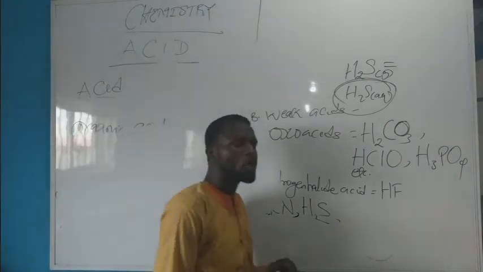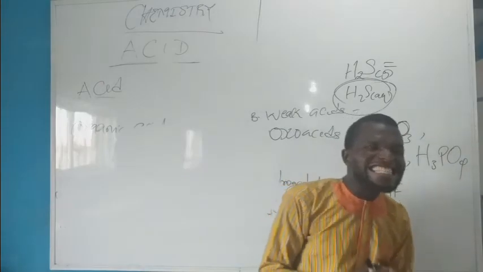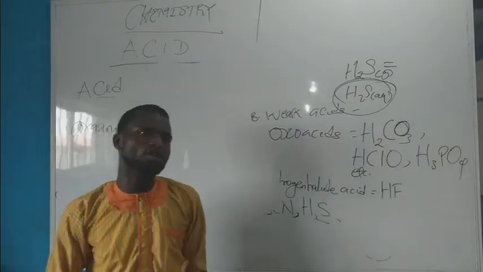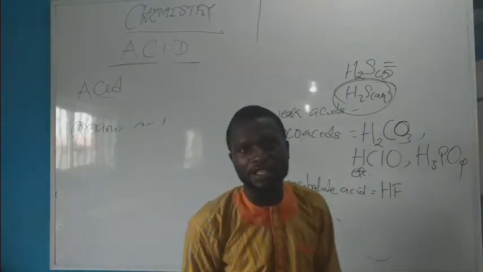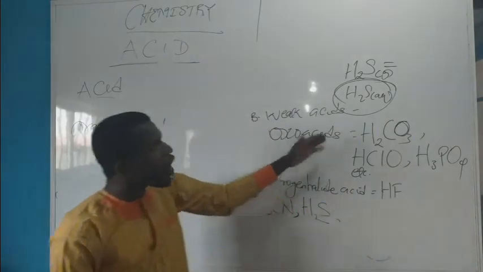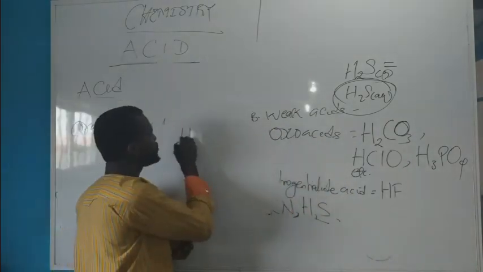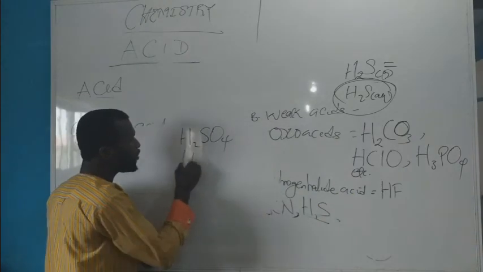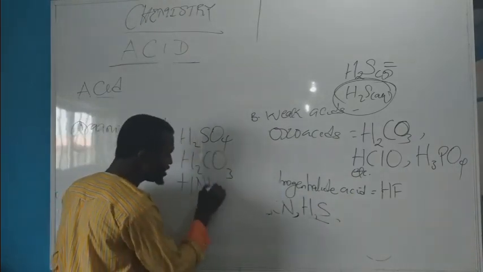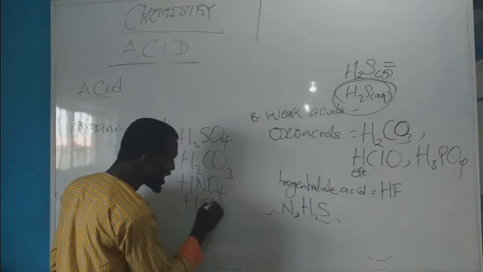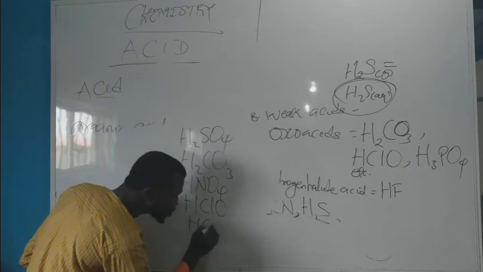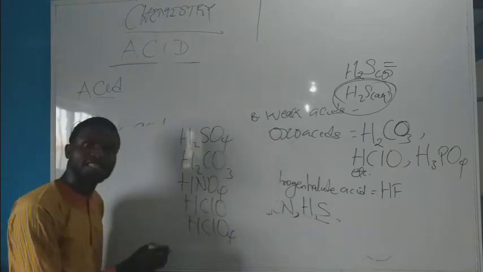Inorganic acid is otherwise called mineral acids, as these acids are synthesized from materials in the laboratory. As a consequence, we refer to them as inorganic acid or mineral acid. Examples are tetraoxosulphate 6 acid, H2SO4, trioxocarbonate 4 acid, H2CO3, tetraoxonitrate 7 acid, HNO4, oxochlorate 1 acid, HClO, that is hypochlorous acid. Then we have oxochlorate 5 acid, HClO4.